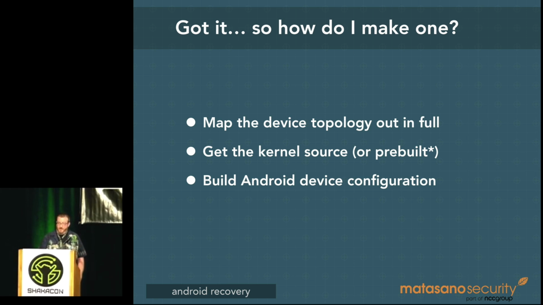So how do I make one of these things? What we need to do is map out the device topology in full. We need to get the kernel source for it or the pre-built kernel, just so you have a working known image. And then we need to build what's called an Android device configuration, and I'll show you that upcoming here.